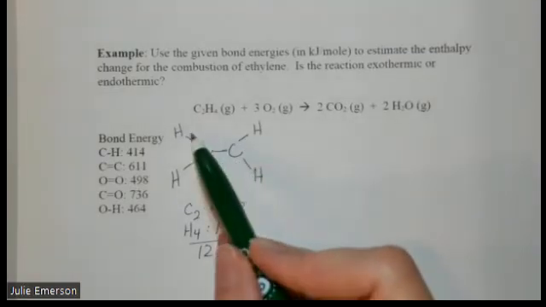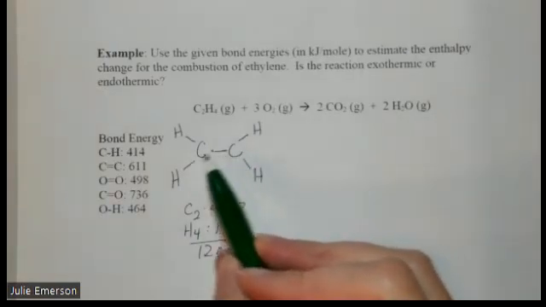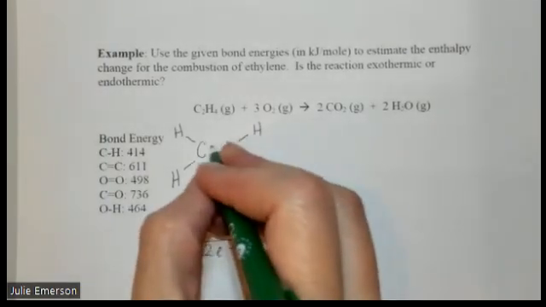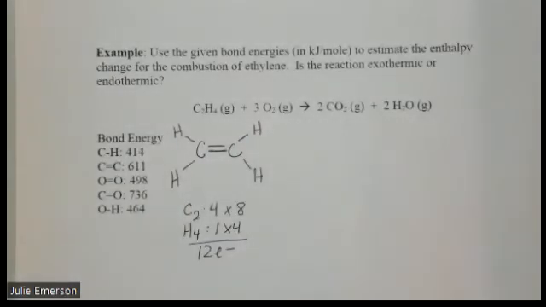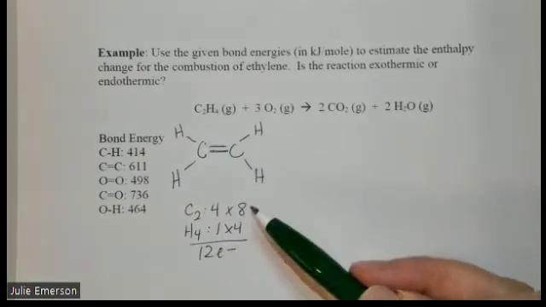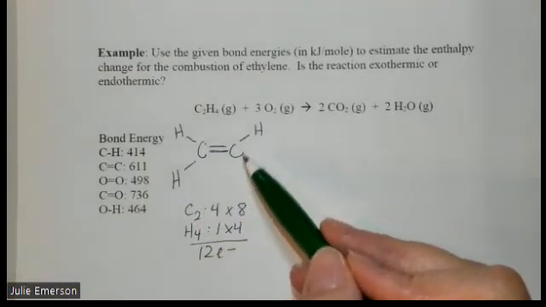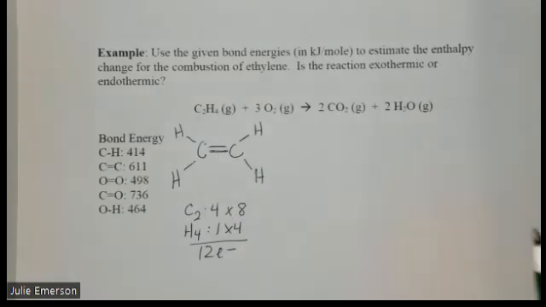2, 4, 6, 8, 10. So I've got 2 more. Both carbons need 2 more, so this is going to be a double bond. And now there's my 12 electrons: 2, 4, 6, 8, 10, 12. And now everybody has a duet for hydrogen and an octet for carbon, 2, 4, 6, 8 for this carbon. So that's my ethene structure.